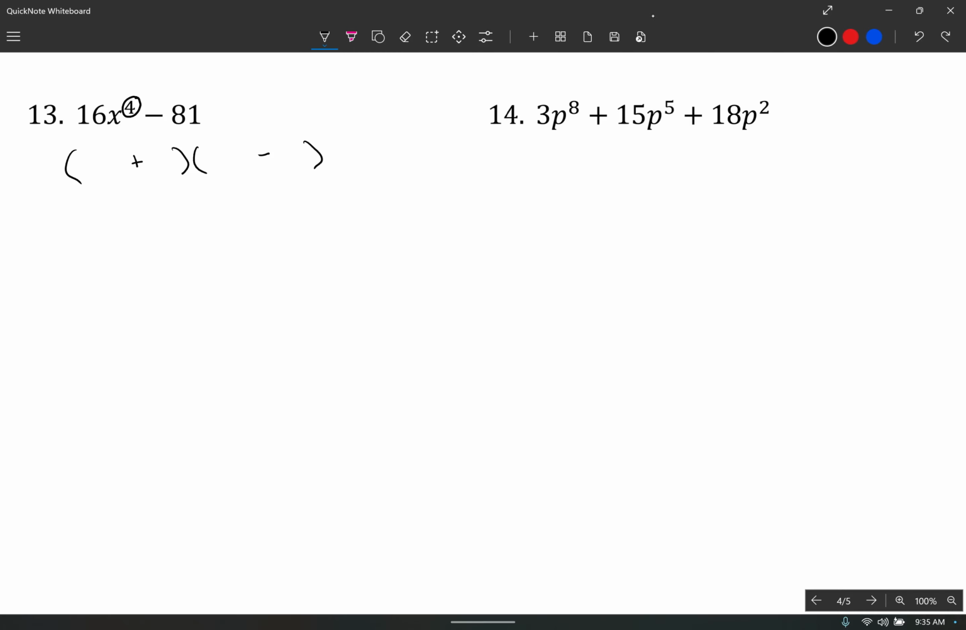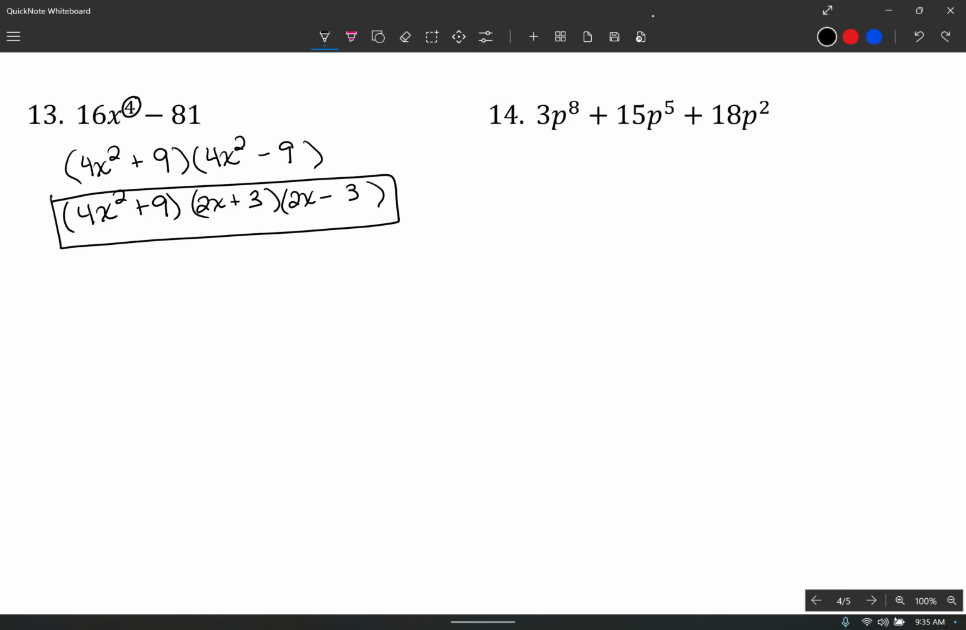Plus and a minus. The square root of 16x to the fourth is 4x to the second. And the square root of 81 is 9. And then I cannot factor the first binomial because there's a plus sign in between my two perfect squares, but I can factor the second because I do have a difference of two squares. That gives me plus and minus. The square root of 4x squared is 2x, and the square root of 9 is 3.